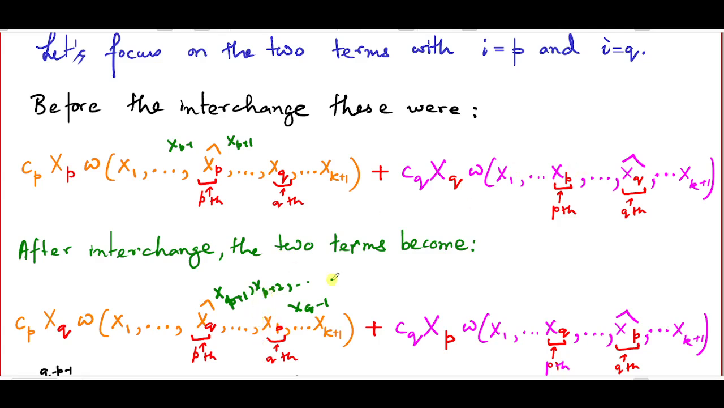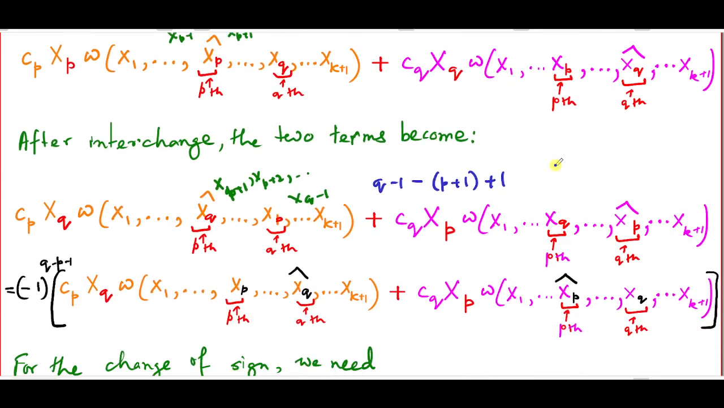So in order to compare the two, what you would need to do is bring xp out here so that it sits in the pth slot. But in order to do that, you have to jump across this many vector fields. And the number of vector fields here, as elementary counting will tell you, is q minus 1 minus p plus 1 plus 1, or q minus p minus 1. So bringing xp forward all the way to ensure that it sits in the same position as it does here will introduce a factor of (-1)^(q-p-1).